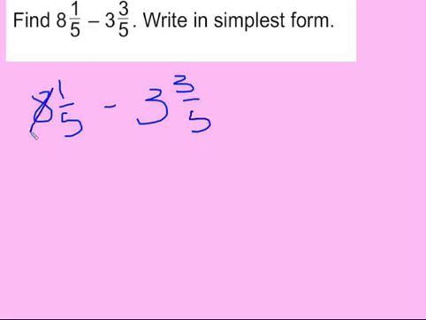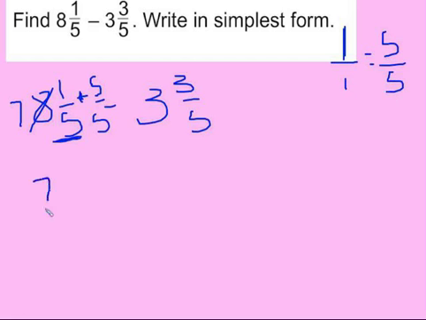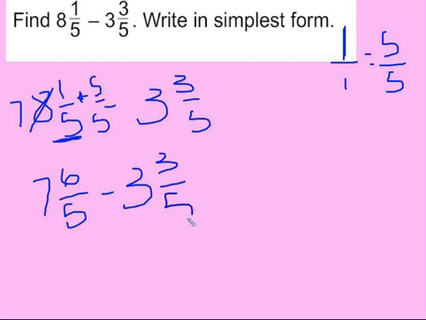Okay, I can actually borrow 1 from the 8. But when I add the 1 to the 1/5, I'm not just adding 1 over 1, I'm adding 5 out of 5, which is equal to 1. So the reason that I know it should be 5 out of 5 is because I want 1, but I want it in the form of a common denominator of 5. So then this is going to become 7 and 6/5 minus 3 and 3/5. So now I can go ahead and start solving. 7 minus 3 is 4, 6 minus 3 is 3. My final answer is 4 and 3/5.